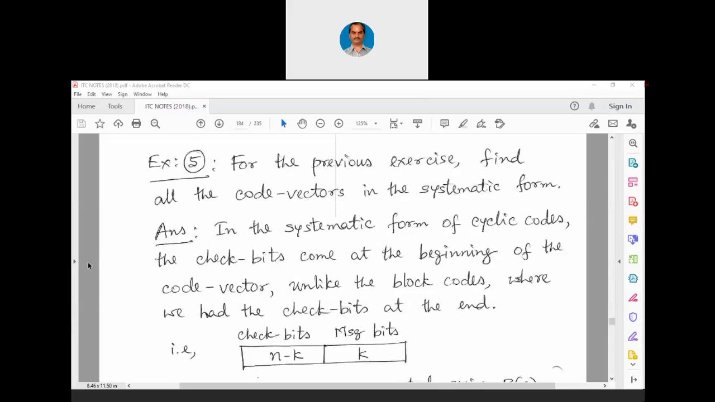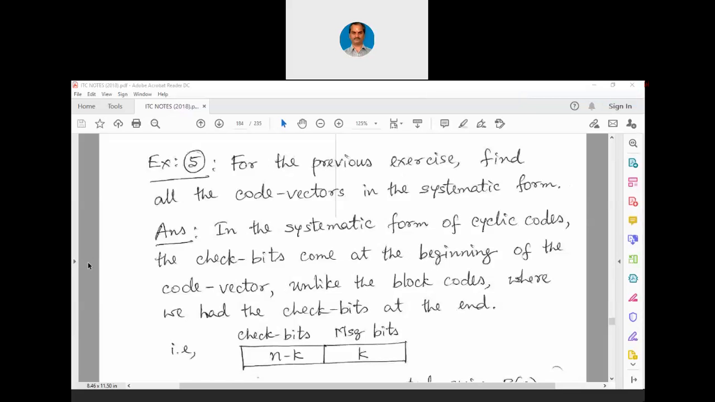Good afternoon, students. Let us have a brief revision of whatever we have been discussing in the previous class. We have been discussing the cyclic codes, and in the cyclic codes we have been discussing non-systematic code vectors and the systematic code vectors. And we had seen how to multiply the generator polynomial with the data vector to obtain the code vector.